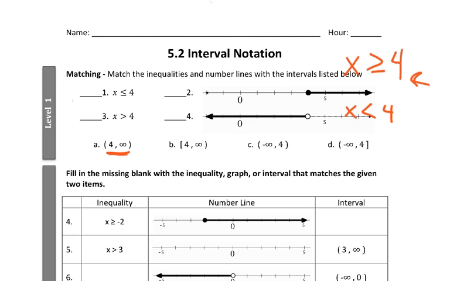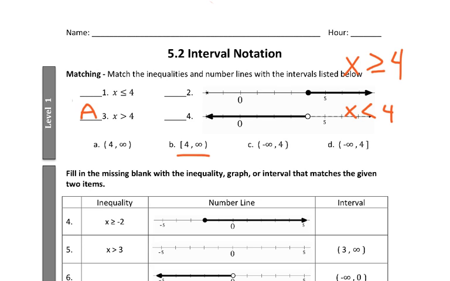Well, we don't want to equal 4. We have a parenthesis there. Then number 3 says x is greater than 4. Well, that's awesome, because that's what we just said that we wanted x to equal. Okay? B says that x could be between 4 and infinity, and it cannot equal, and it can equal 4.